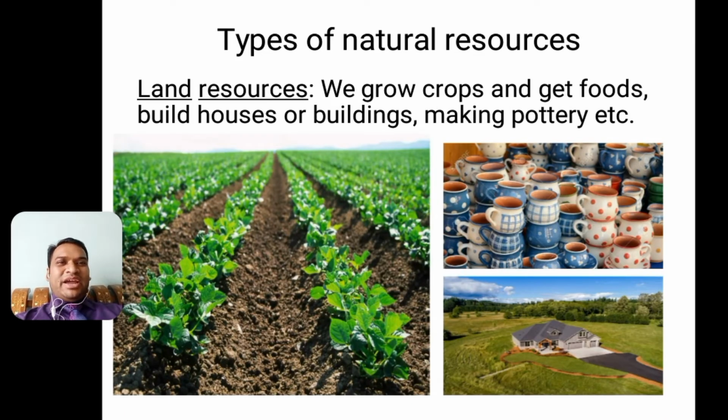Then we'll go to the land resource. You know land very well, the mud land. We grow crops and get food from this land. We cultivate land and we get a lot of different types of crops from there. Then we build houses and buildings on the land, and we can make different pottery things from this land resource, which we use to decorate our houses.